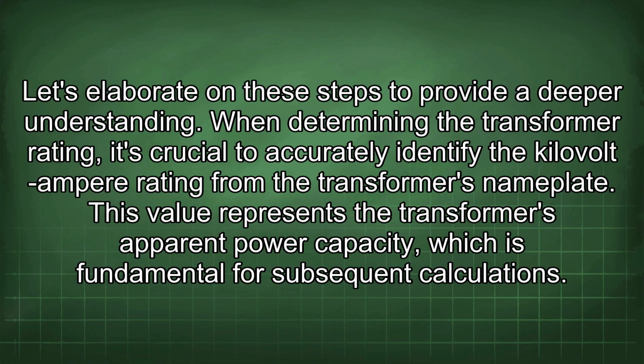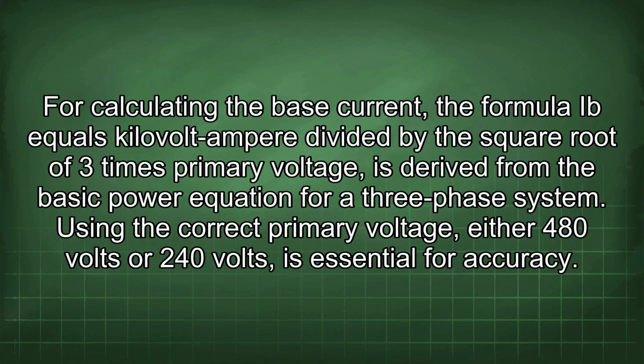Let's elaborate on these steps to provide a deeper understanding. When determining the transformer rating, it's crucial to accurately identify the kilovolt-ampere rating from the transformer's nameplate. This value represents the transformer's apparent power capacity, which is fundamental for subsequent calculations. For calculating the base current, the formula I equals kilovolt-ampere divided by the square root of 3 times primary voltage is derived from the basic power equation for a three-phase system. Using the correct primary voltage, either 480 volts or 240 volts, is essential for accuracy.